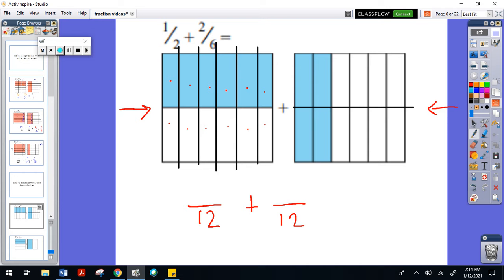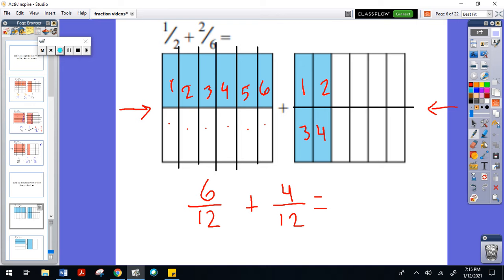Now, to find our numerator, we look at the pieces that are colored in. So we have 1, 2, 3, 4, 5, and 6. So that gives me 6/12. And right here I have 1, 2, 3, 4 pieces that are colored in. That gives me 4/12.